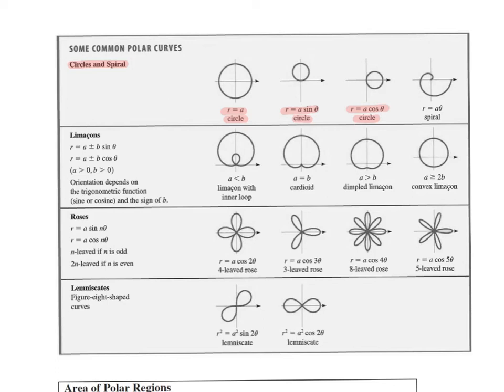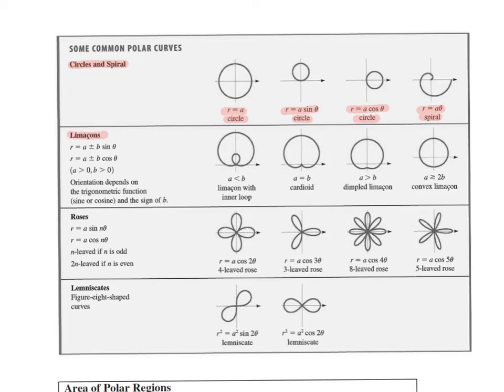Now if we have a spiral, if r is equal to some number times theta, that would be a spiral. In the case where a is positive, that's a spiral going in our usual direction, counterclockwise with polar curves. If a is negative, that's going to change the direction of our spiral.